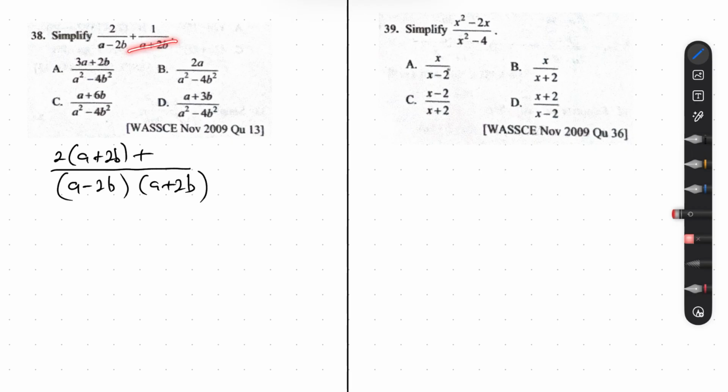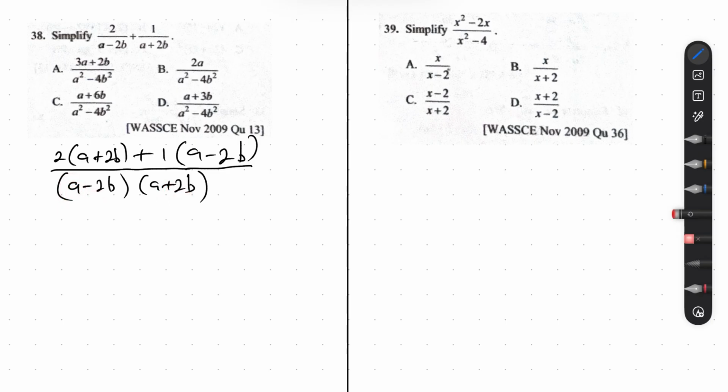This would cancel this, so we'll be left with a minus 2b times 1. So 1 times a minus 2b. Okay, so now let's simplify. Before we simplify, I want to show you something. When you look at the denominator, what does it look like? It looks like a difference of 2 squares, right? Because we have a subtraction here, and an addition over here, and they are multiplying. So a minus 2b, a plus 2b will give us a difference of 2 squares.